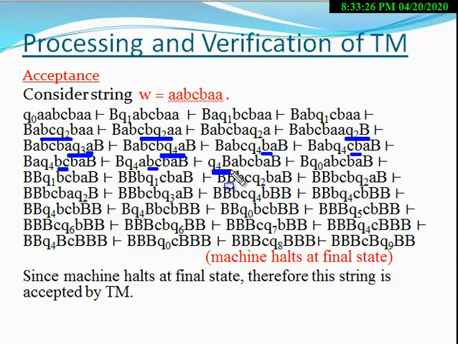Here at state Q4, the blank symbol appears. In this situation the machine moves in the right direction and goes to the initial state. So now we have reached the initial state, which means one cycle is completed.